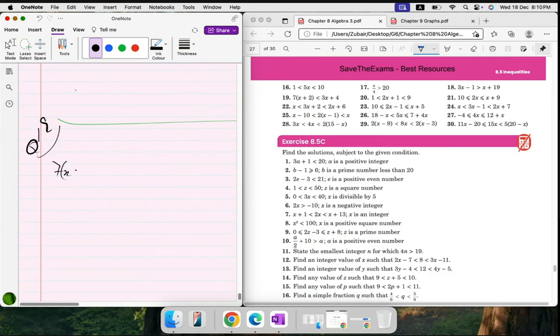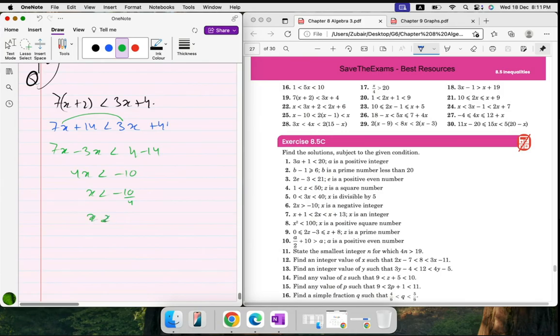7 into x plus 2 is less than 3x plus 4. So 7x, 7 twos are 14, less than 3x plus 4. Rearranging on one side, 7x minus 3x is less than 4 minus 14. 7 minus 3 is 4x is less than minus 10. x is less than minus 10 by 4.